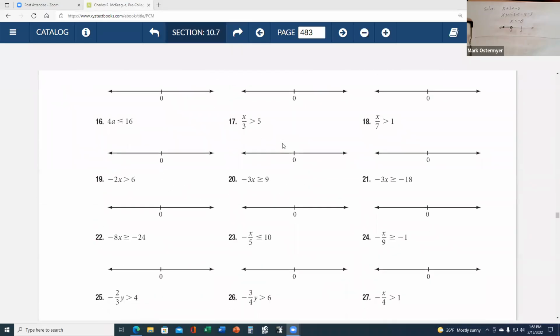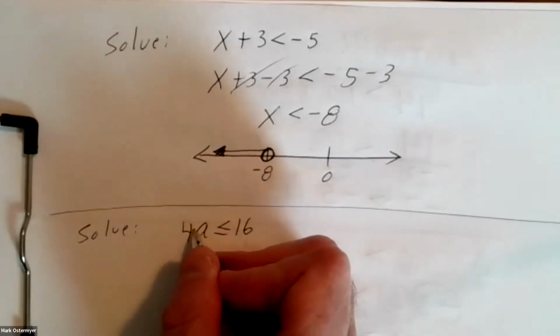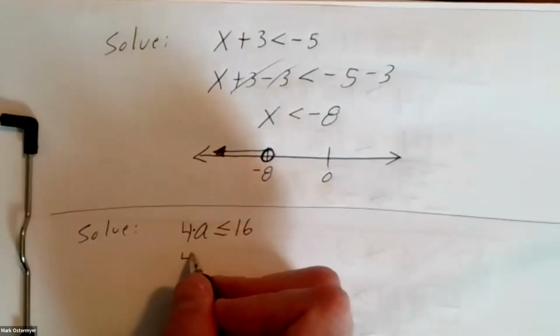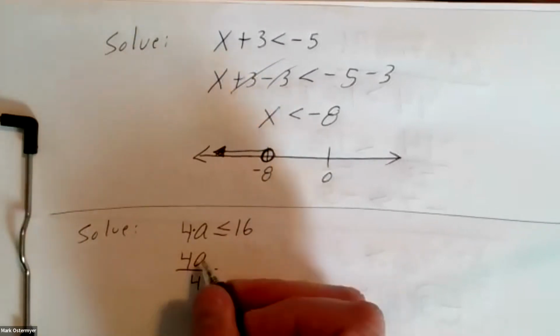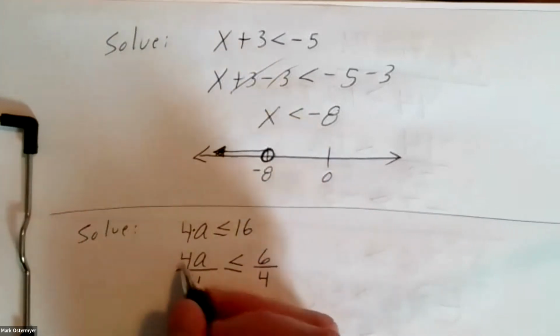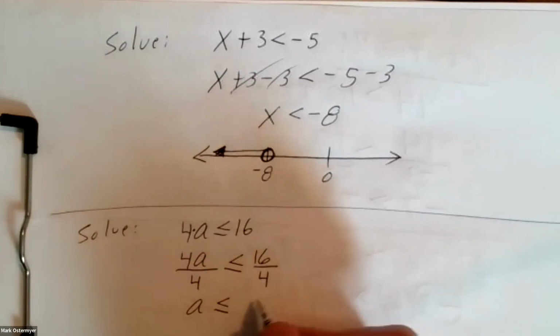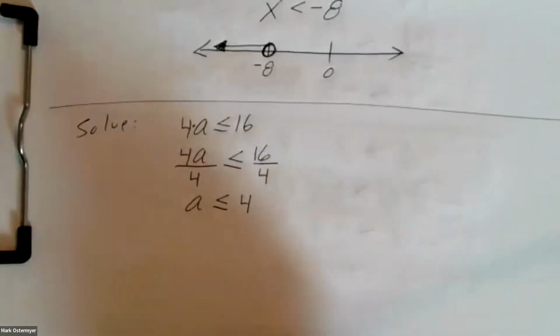All right, let's go down and solve another one here. How about number 16? Want to solve for A. 4A is less than or equal to 16. How do we solve this inequality for its solution set? Well, how do we get A all by itself? Since it's 4 times A, we're going to have to divide both sides of the inequality by 4. Since we're dividing both sides by a positive number, we do not flip our inequality. The 4A over 4 reduces down to A. A is less than or equal to 16 divided by 4, which on the right side is 4. Essentially, that's your solution set.